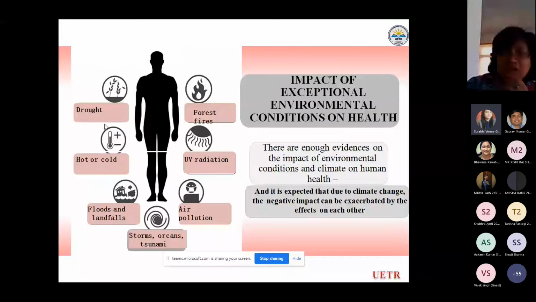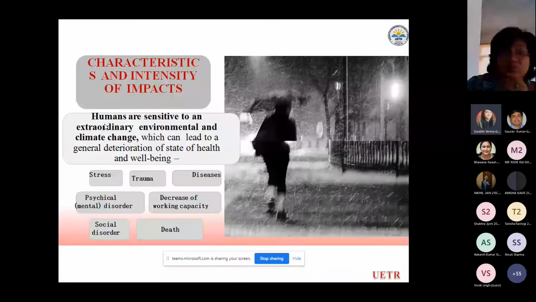Impact of exceptional environmental conditions on human health. What are the main impacts that we can predict on humans? Drought, hot or cold, UV radiation, air pollution, flood and landslide, storm, ocean, tsunami, forest fire. There are enough incidents of the impact of environmental condition and climate on human health. What are the main impacts? Stress, trauma, several types of disease, physical and mental disorder, disease of working capacity, social disorder, and death.